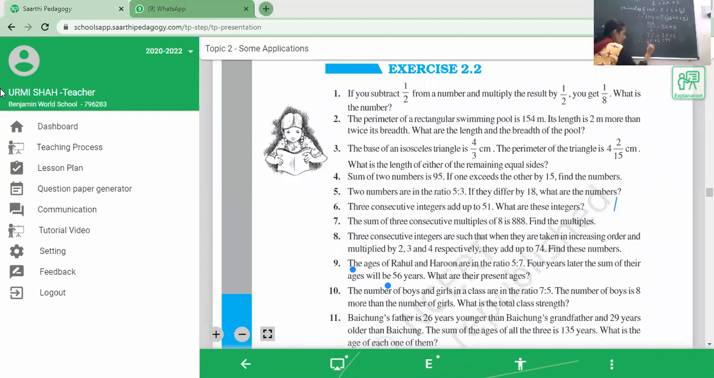So we can write 3x is equal to 77 minus 2, so 3x is equal to 75. Then x is equal to 75 divided by 3, which is equal to 25.